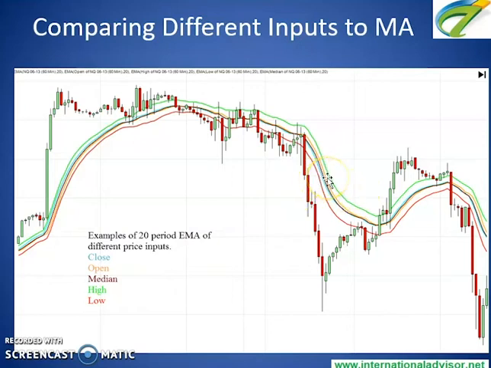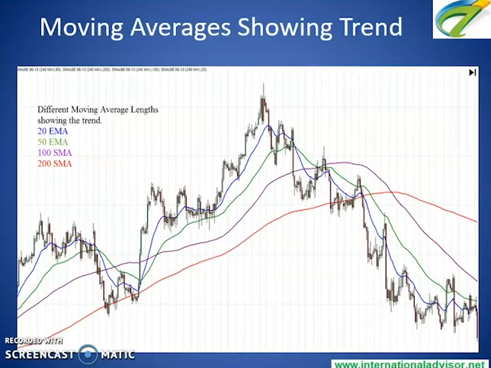So these 5 lines you can see are all drawn on a 20 days moving average, but one is drawn on the closing prices, one is drawn based upon open prices, median, average prices, highest prices, and the lowest prices. Then you see there is a slight difference, although we'll be using closing prices, being the most important one. Moving averages basically help us determine the trend.